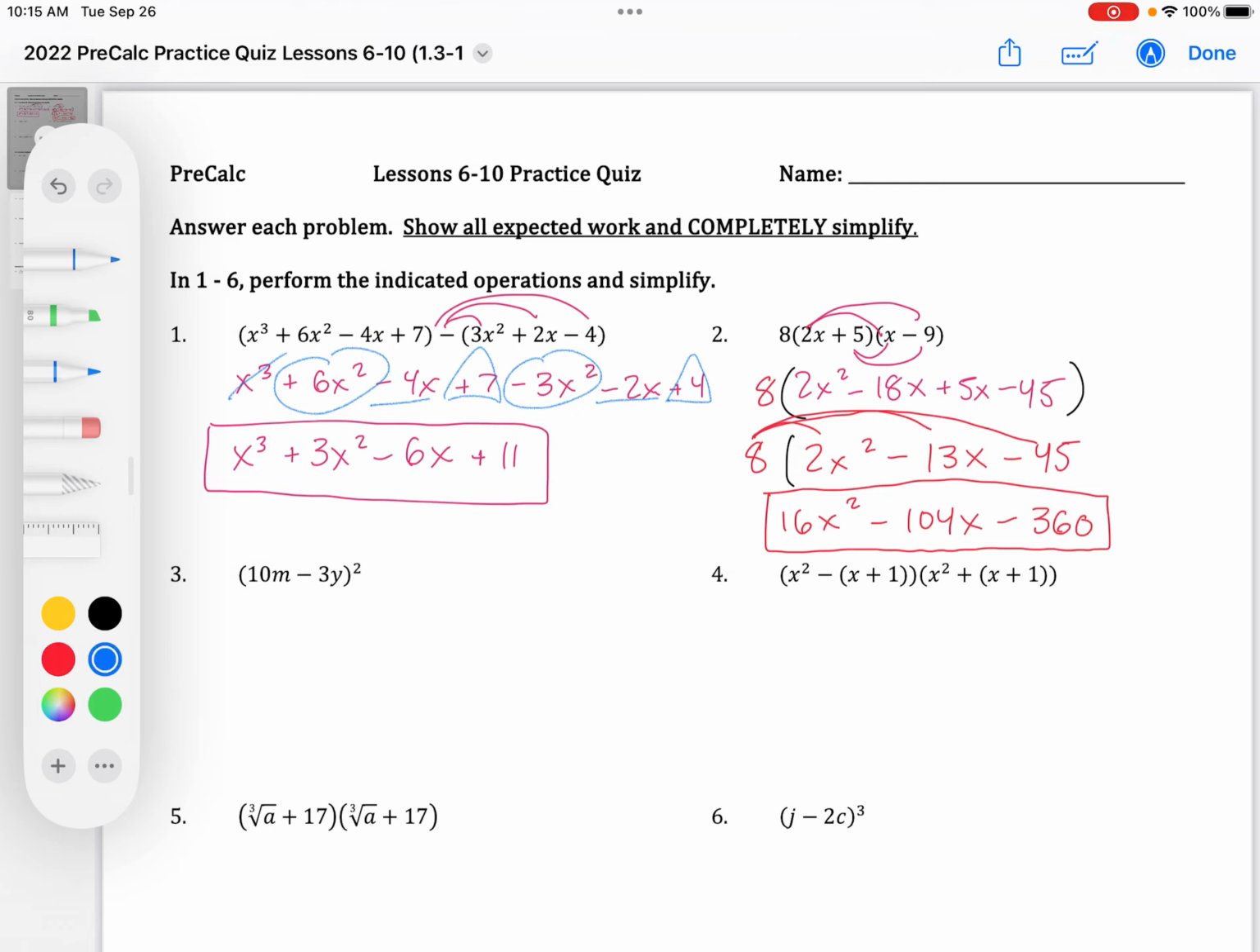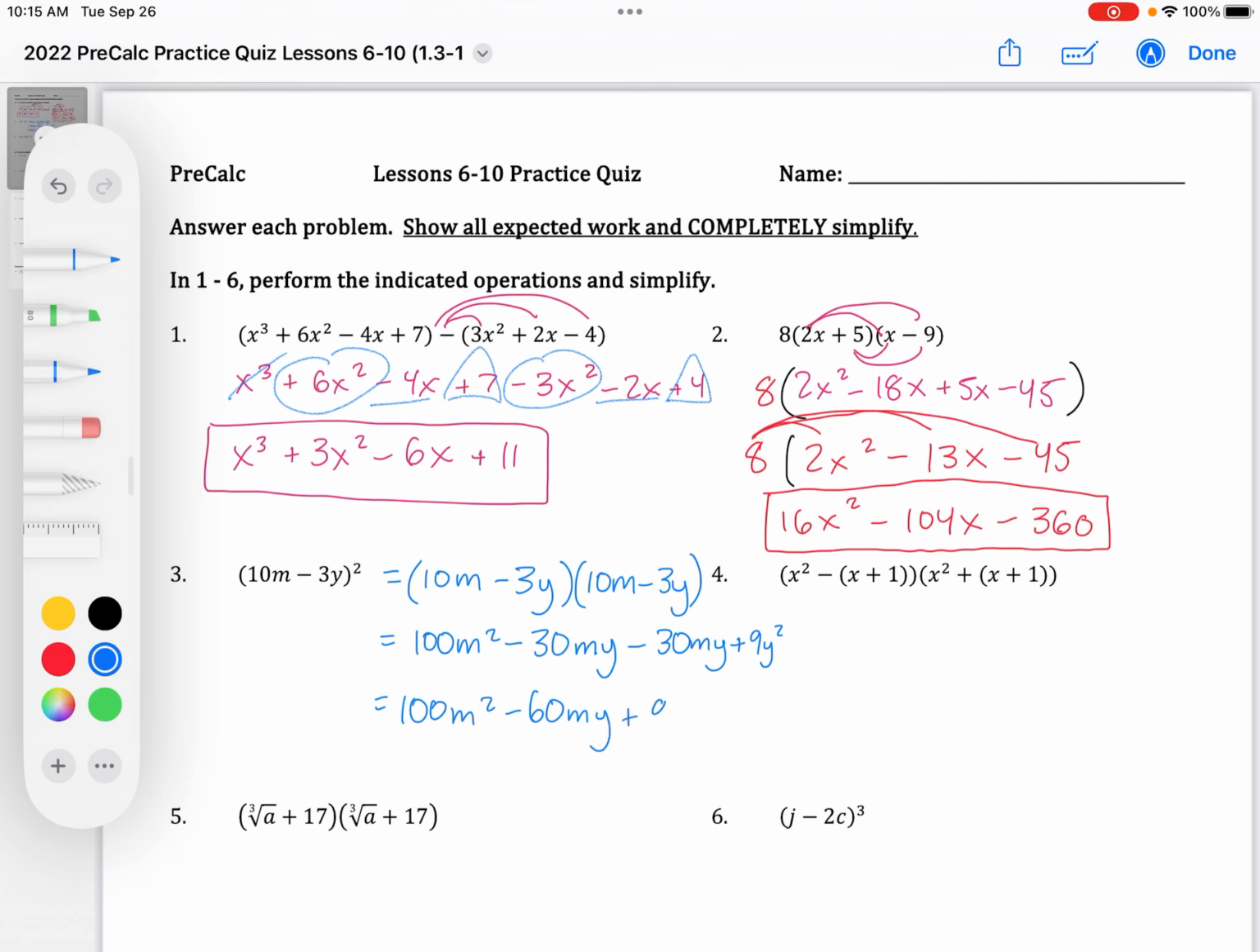All right, number 3 is also a FOILing problem. You need to rewrite this as 10m minus 3y twice. And then if we FOIL this, we get 100m squared minus 30my, and then another minus 30my, and then plus 9y squared. And if we combine those like terms, we get 100m squared minus 60my plus 9y squared. That is your answer there.